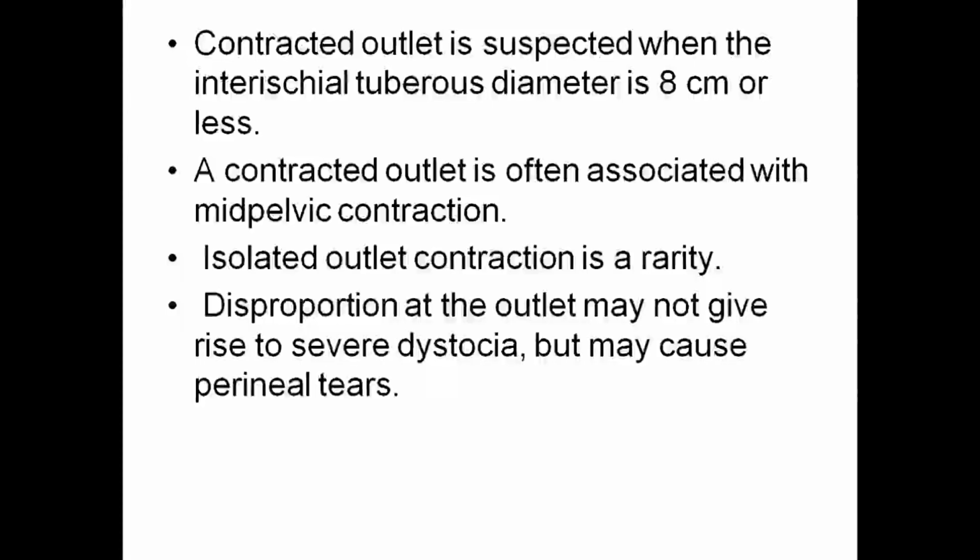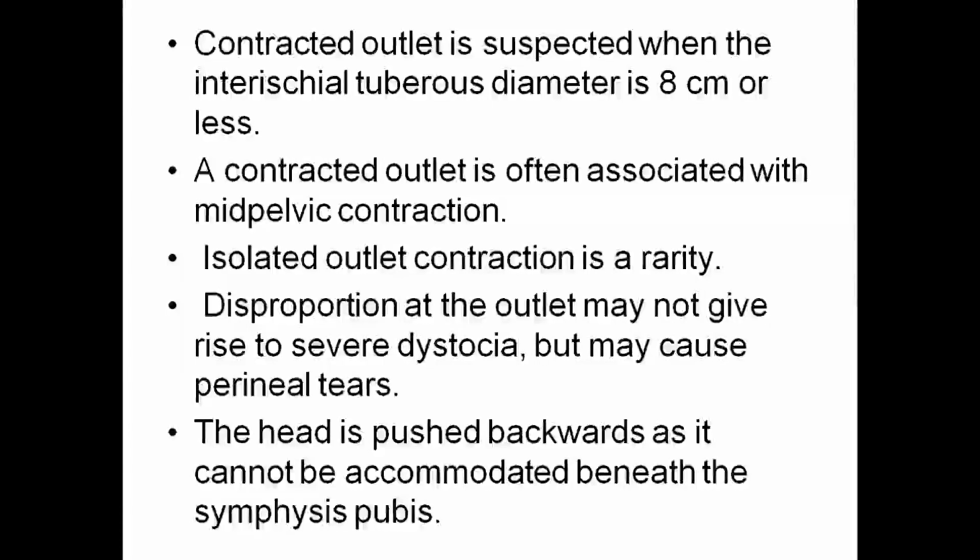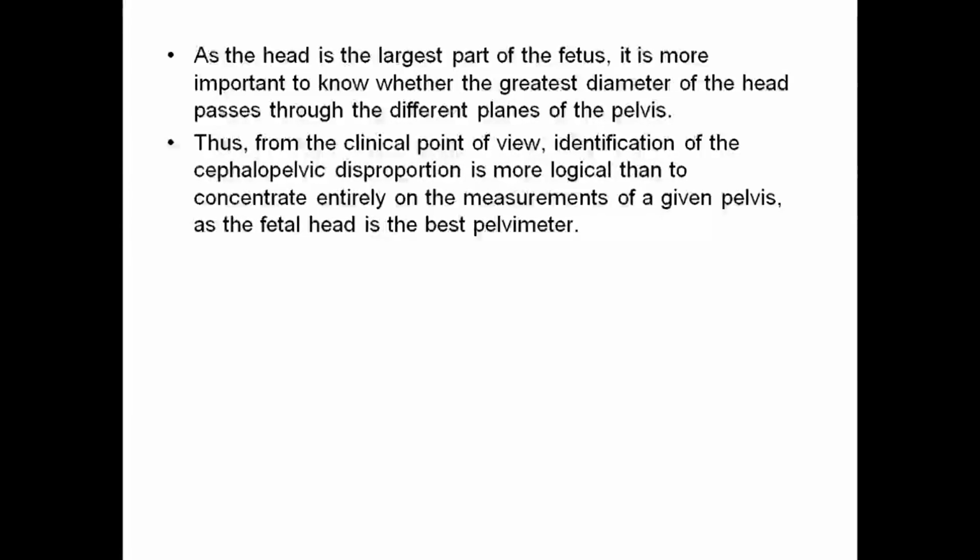Disproportionate outlet may not give rise to a severe dystocia but may cause perineal tears. The head is pushed backwards as it cannot be accommodated beneath the symphysis pubis. As the head is the largest part of the fetus, it is more important to know whether the greatest diameter of head passes through the different planes of the pelvis. Thus, from the clinical point of view, identification of the cephalopelvic disproportion is more logical than to concentrate entirely on the measurements of a given pelvis, except that the fetal head is the best pelvimeter.